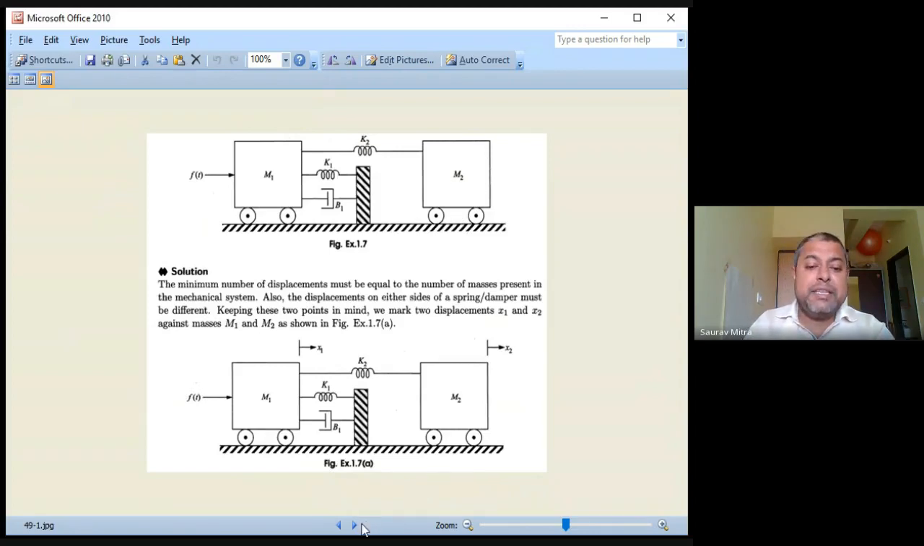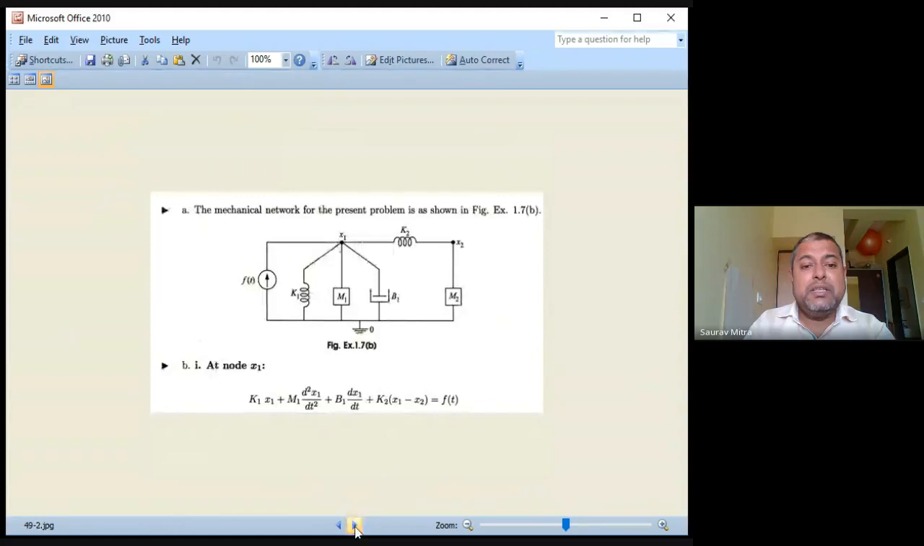So in the free body diagram, if the wheels were not there, b1 would have become b1 plus bx, and in parallel with m2 there would have come another parallel element, by. So that was the only change. Now you are writing the equation at node x1. So this is k1 x1 plus m1 d2x1/dt2, and the third one is b1 dx/dt.